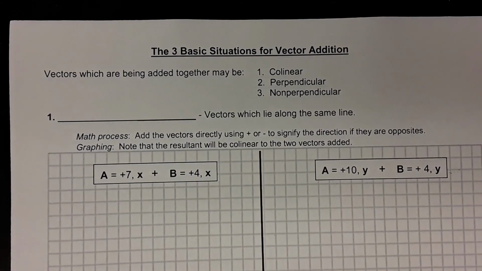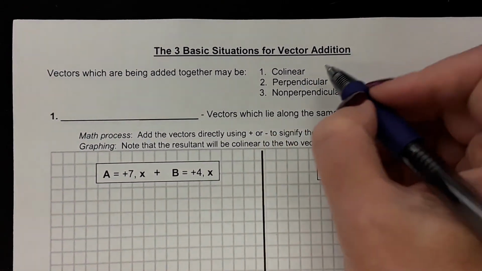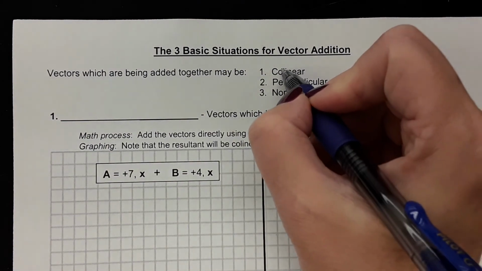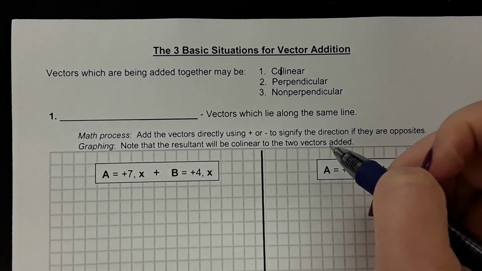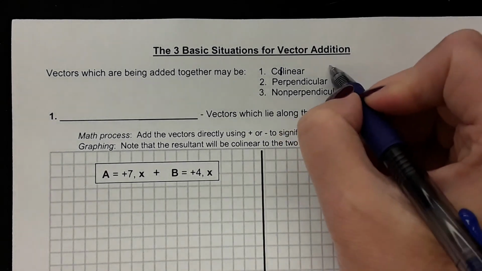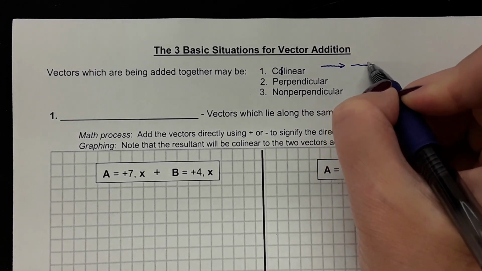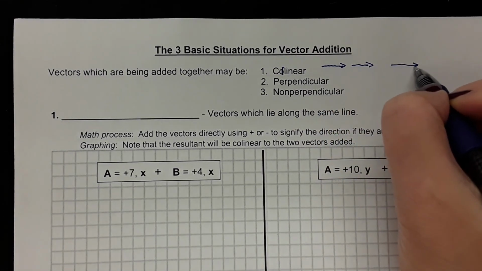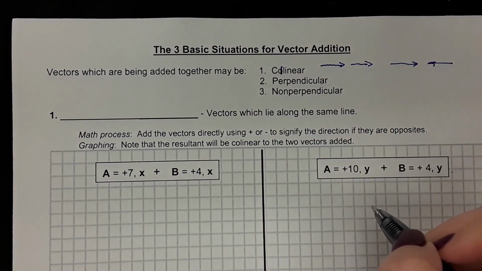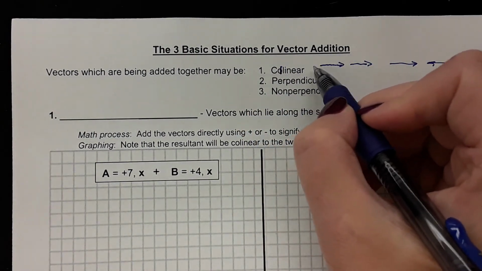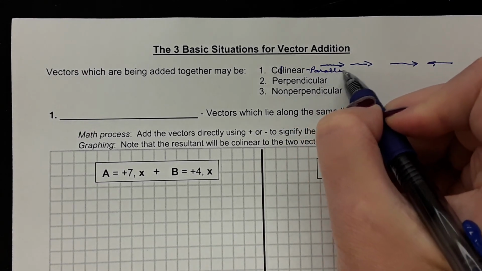All right, so there's three possible situations. The vectors you're adding might be, and that's spelled wrong, there's supposed to be two L's there, sorry, collinear. Okay, collinear. That means they point either the same direction or they point opposite directions. In other words, they're parallel. Okay, so if you want to write that out there somewhere, that means they're parallel.